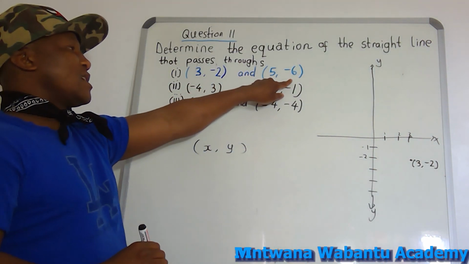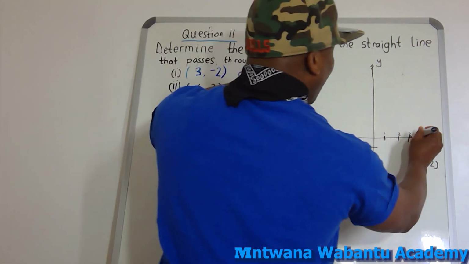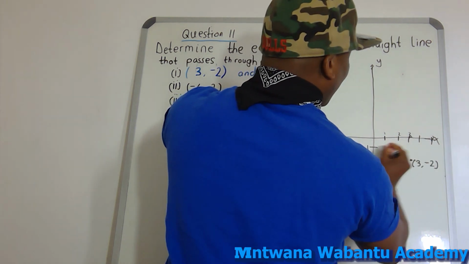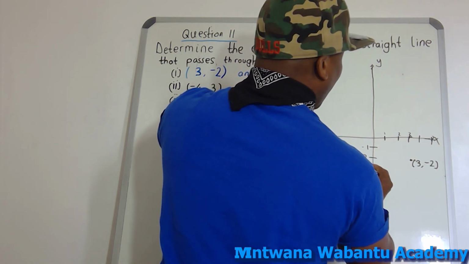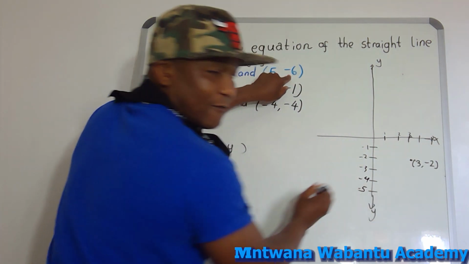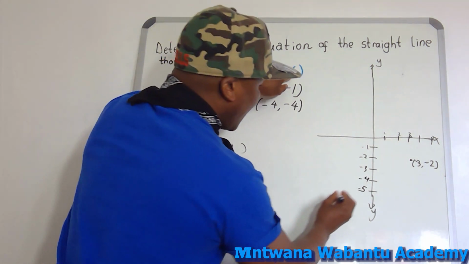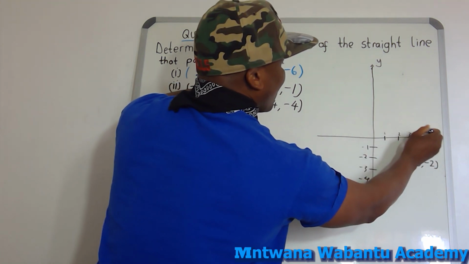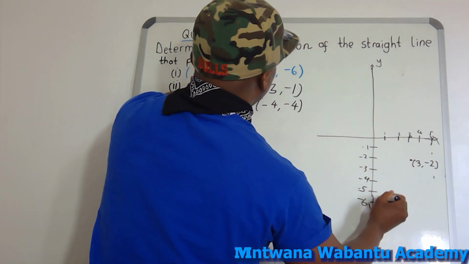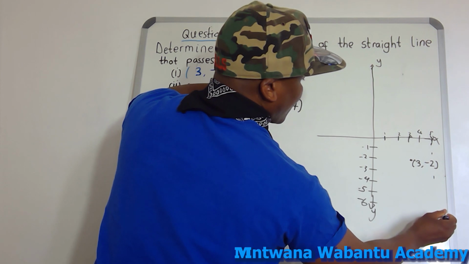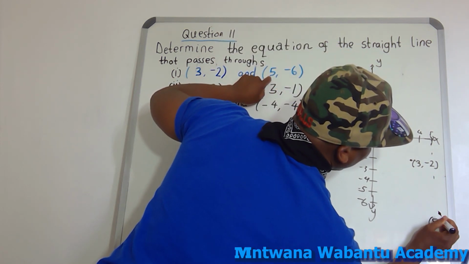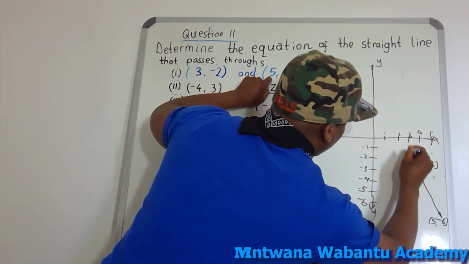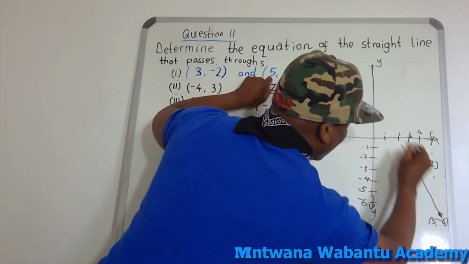Now we come here: (5, -6) means X is equal to 5. If this is 3, 4 is going to be here and 5 is going to be here. Y is equal to -6, so where's -6? -1, -2, -3, -4, -5, and this could be -6. X is 5 and they meet up with -6 somewhere here. So this is 5 and -6. You connect these dots, and this will be our line.